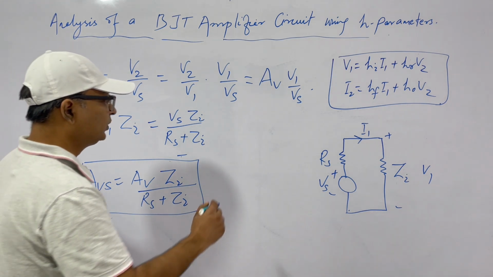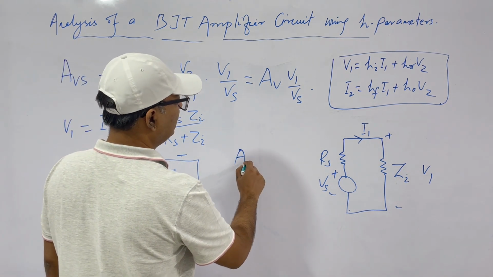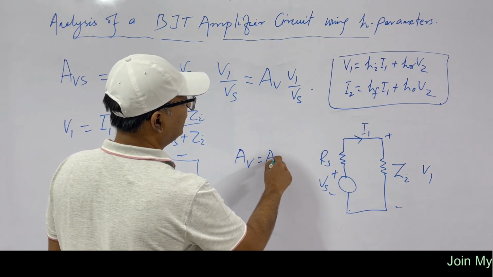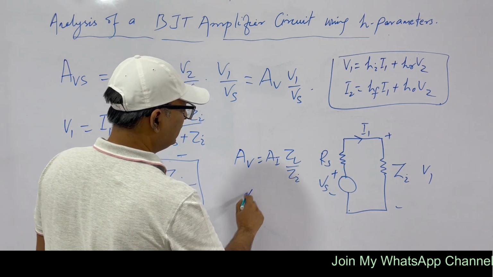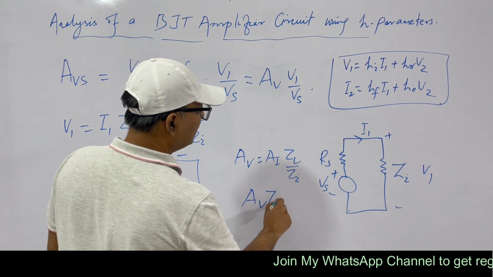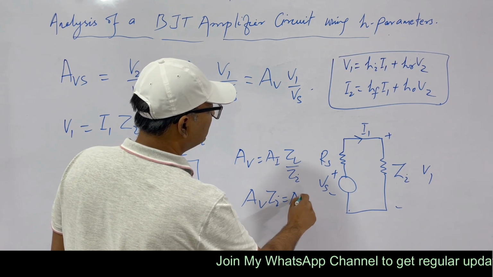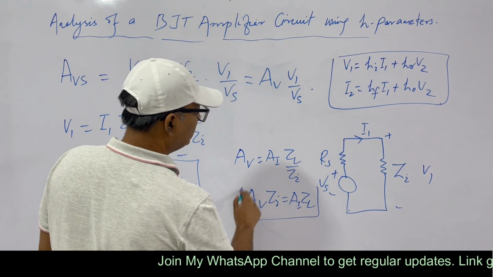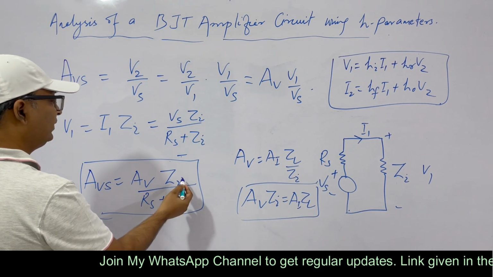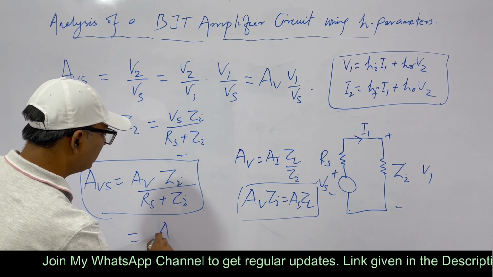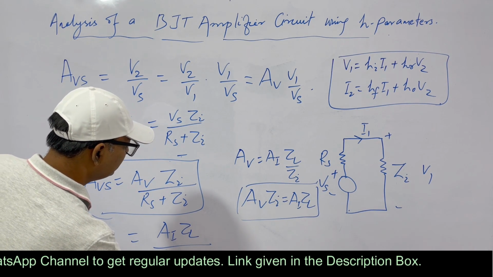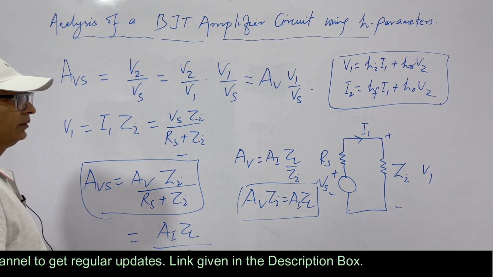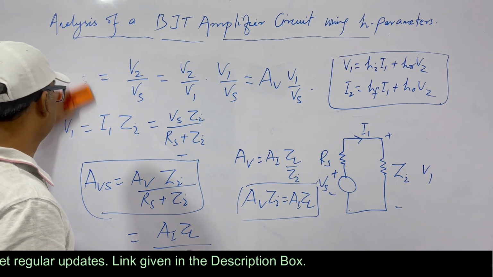We can use one more thing. We had seen that AV was AI into ZL by Zi, or AV into Zi is equal to AI into ZL. This you should keep in mind. So AV into Zi, you can write it AI ZL by Rs plus Zi. Okay, now I'm rubbing this.